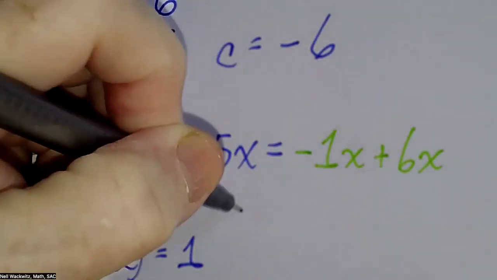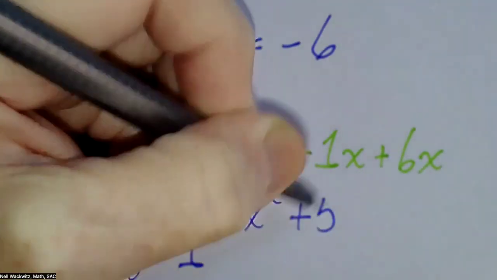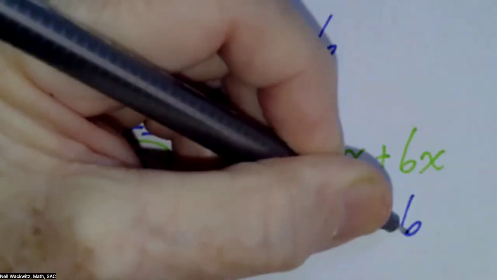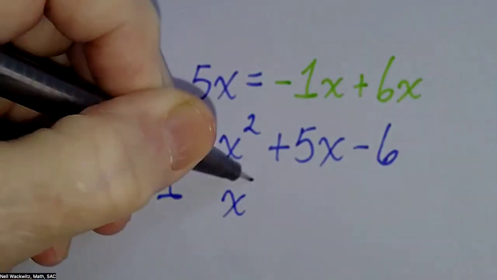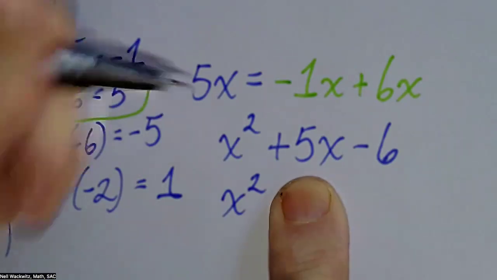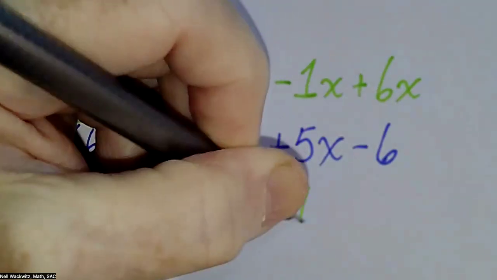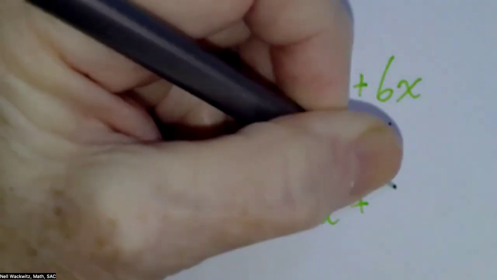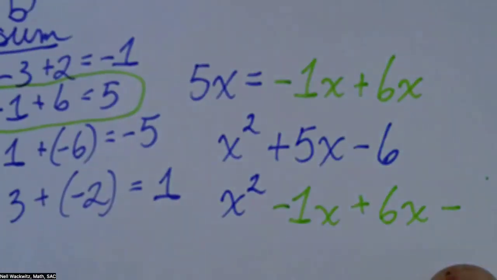And now let's write the entire original question. So we had x squared plus 5x minus 6. And we said we're going to replace the 5x with negative 1x plus 6x, and then minus 6.